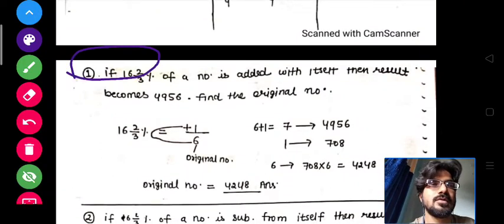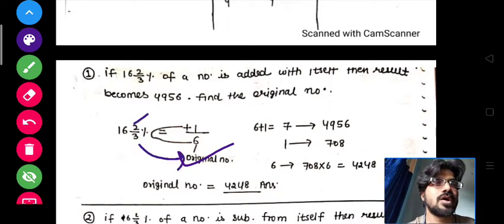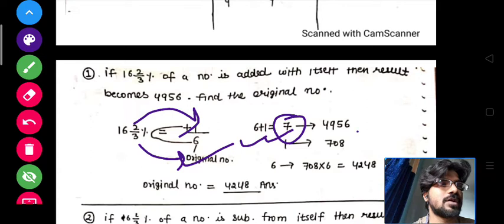So here 6 is the original number. It is said that if 16 2 by 3% of a number is added to itself, means 16 2 by 3% of 6, which is 1, is added to itself. Itself means added to 6. So 1 is added to 6, then the result becomes 4956. You know that when 1 is added to 6, it will give 7, but the value of 7 is given, that is 4956.